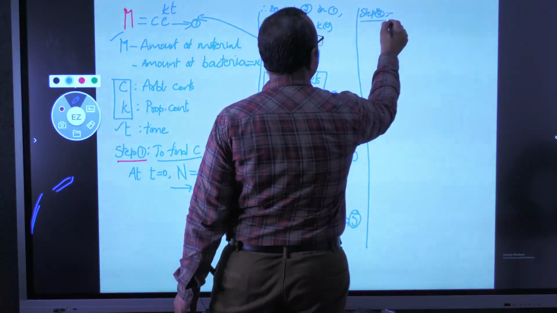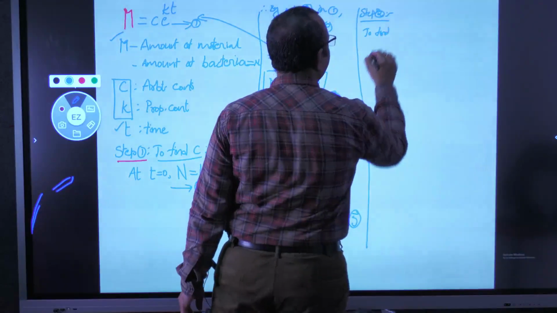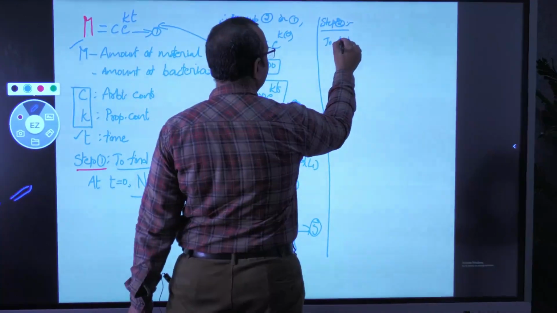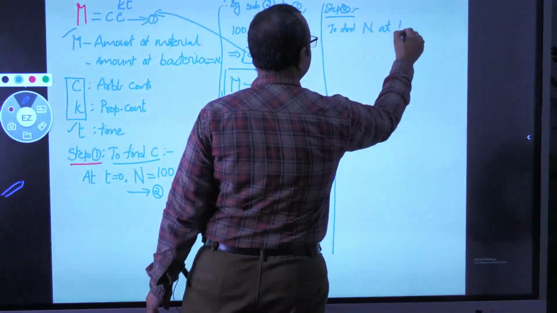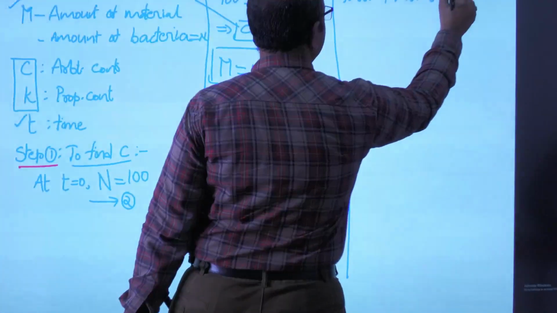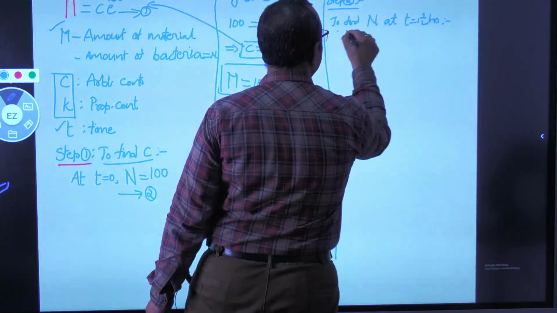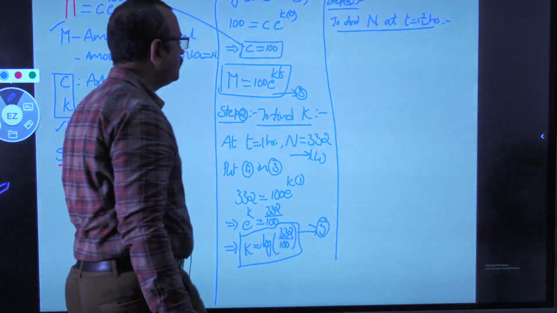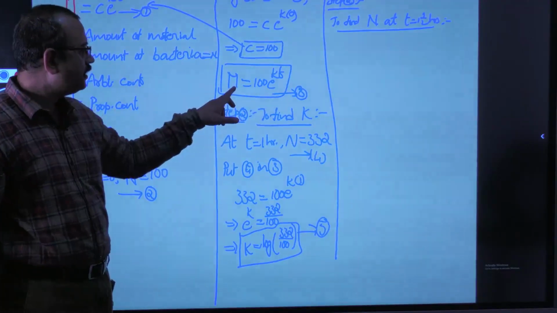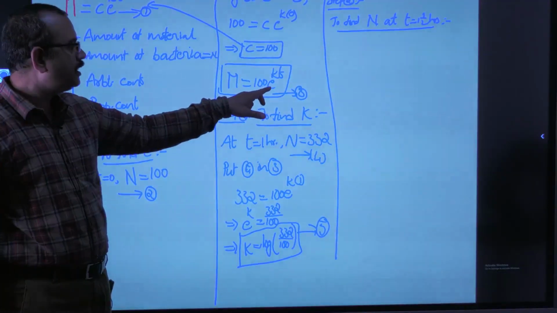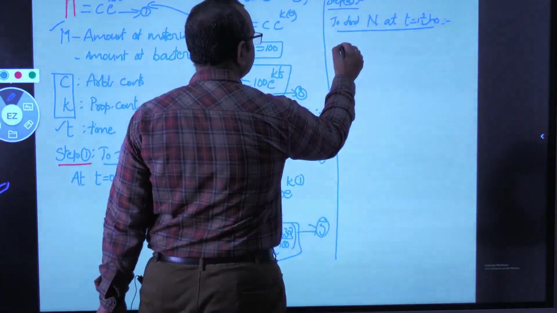So in step 3 we have to find how much bacteria will be there at the end of 1.5 hours. That means we have to find n at t equal to 1.5 hours. So this is our target now. Again we apply equation 3, where n is equal to 100 into e power kt. We will apply this formula now, so we have to calculate n.